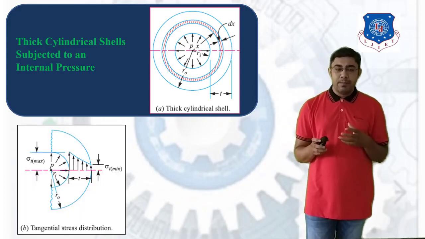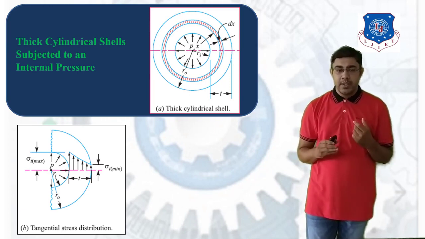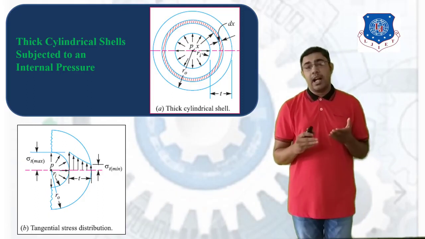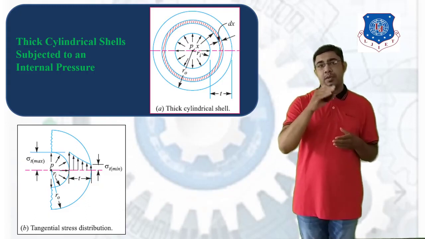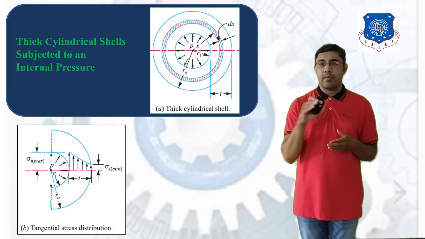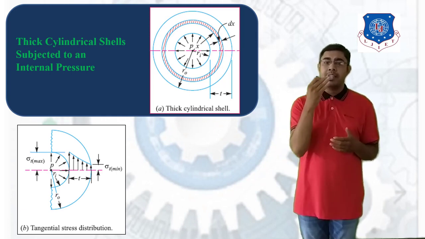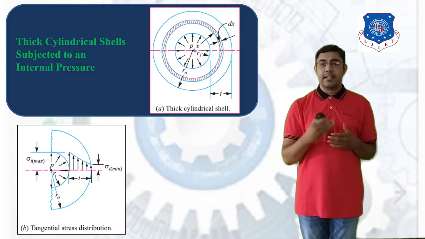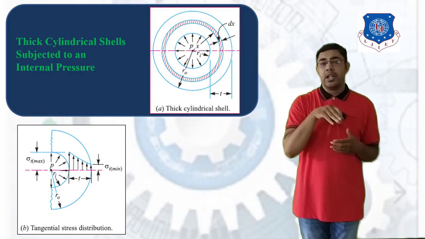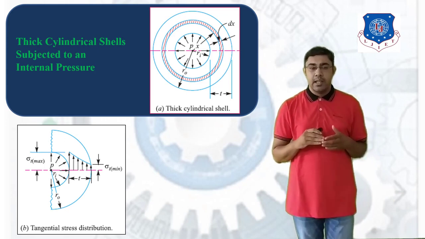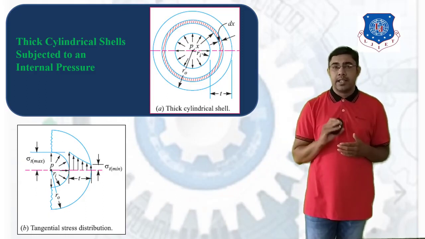Consider figure B, the tangential stress distribution subjected to internal pressure P. You can see in this figure that internal pressure P is applied, and if you see the stress distribution curve throughout the thickness of this cylindrical shell, the tangential stress is maximum at the inner radius of the cylindrical shell and gradually decreases as we go from the inner to the outer surface. It is minimum at the outer surface or outer radius of the cylindrical shell.